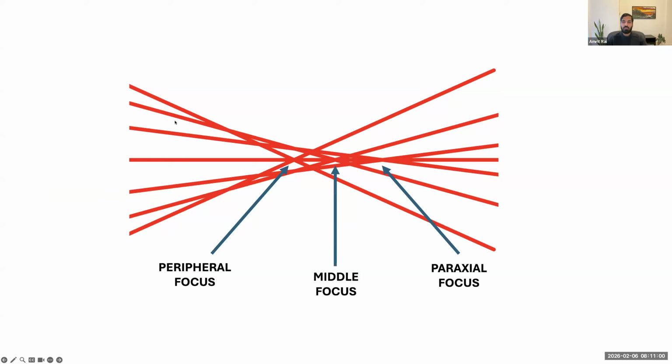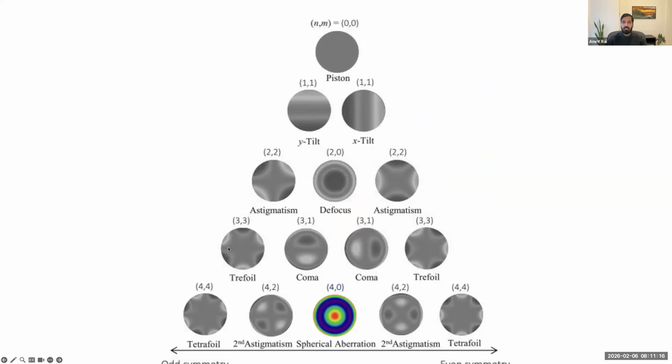We can see that there are three distinct focus points in this example: the peripheral focus, the middle focus, and the paraxial focus. And specifically, we can see that the peripheral focus is the most anterior, followed by the middle rays, followed by the paraxial rays, which are the most posterior.